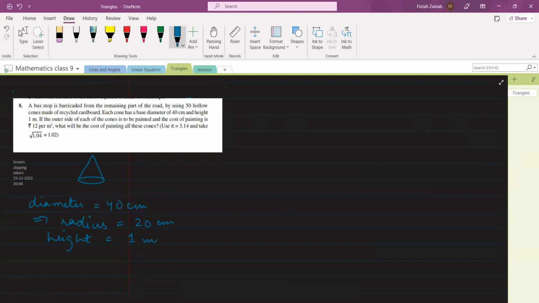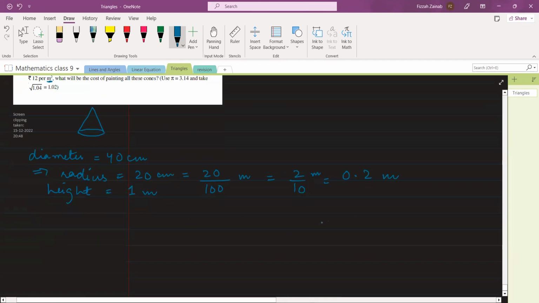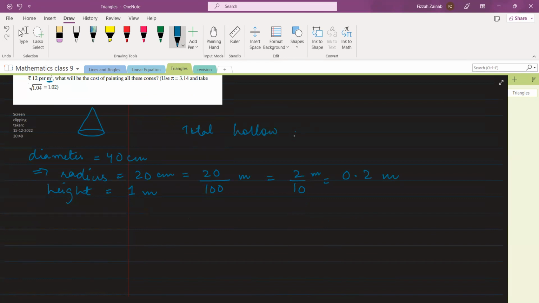Now, if the outer side of the cones is to be painted, and the cost of painting is 12 per meter square. So you can see it is given in meter square. So you have to change everything in meter. So you can change your radius here into meter, right? So it will be 20 divided by 100, and that becomes 2 divided by 10, which is 0.2 meter. Is that clear, Jaslyn? Okay, so total cones are 50. Hollow cones. So hollow cones means they are open at the base, right?